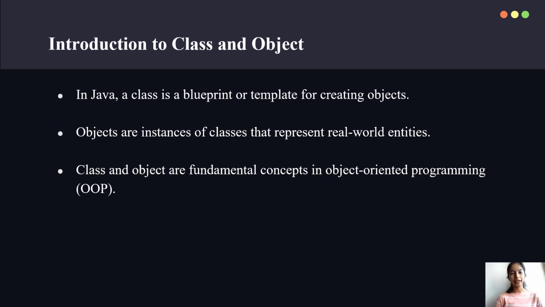Introduction to class and object. In Java, a class is a blueprint or a template for creating an object. Objects are instances of a class that represent real-world entities. Classes and objects are fundamental components in object-oriented programming.